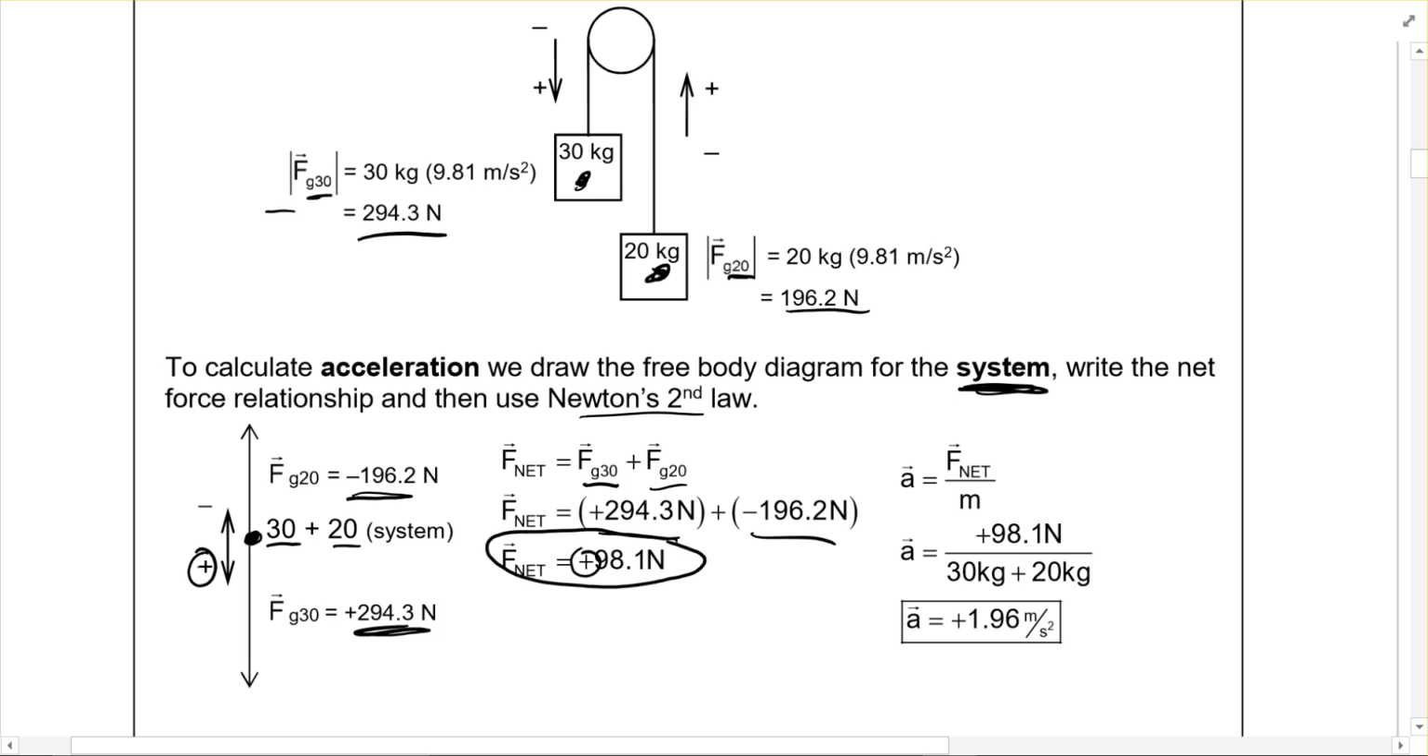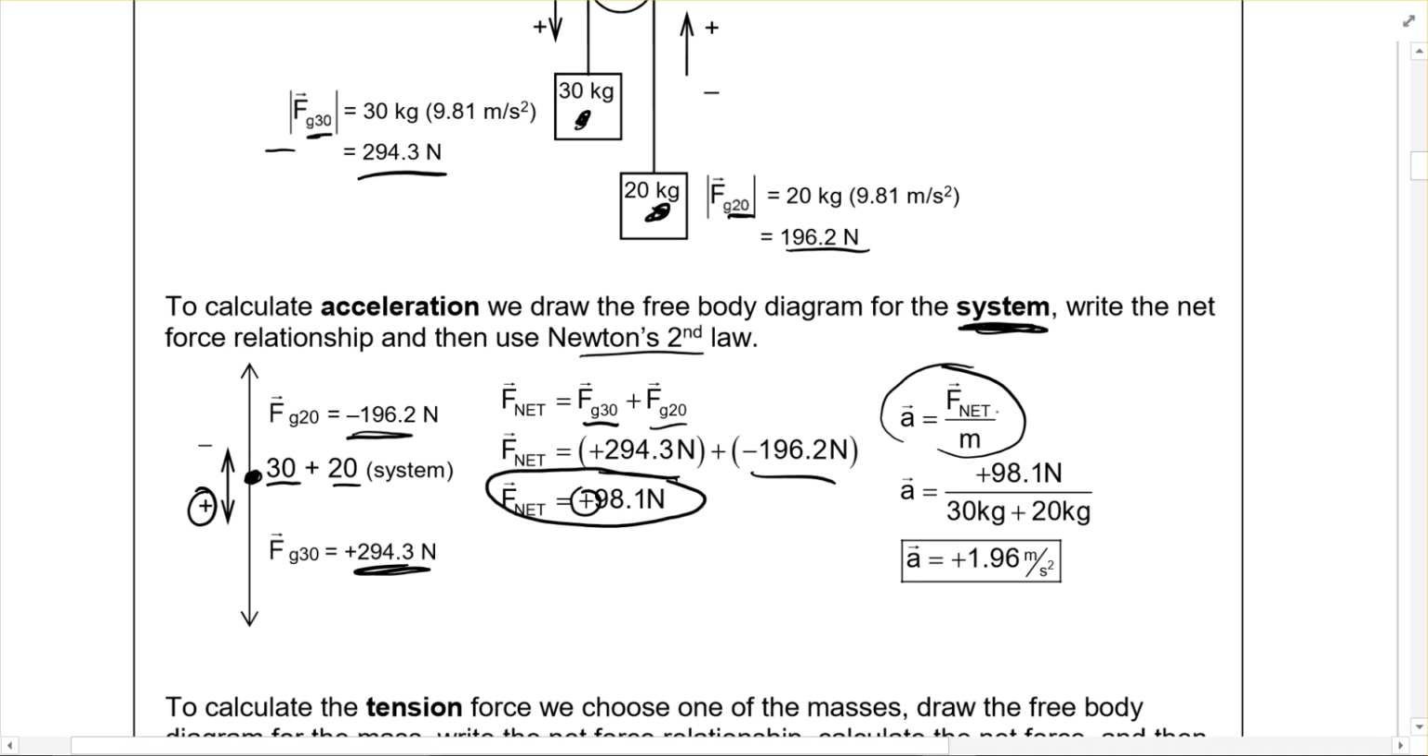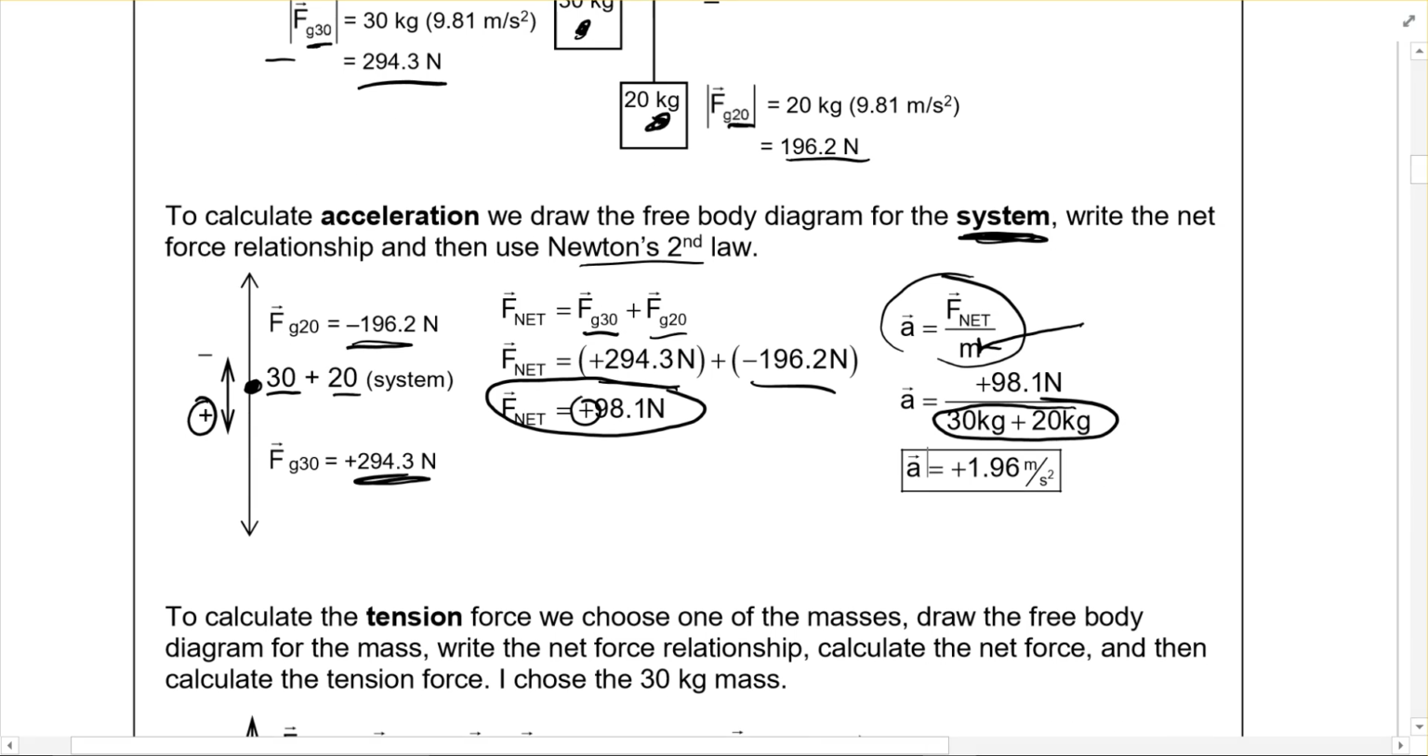Okay, once you know that, we just need to use Newton's second law. Force is equal to mass times acceleration, or acceleration is equal to net force over mass. And the thing to remember here is this mass is the mass of the system, right? So it has to be the mass of both of them combined. So don't forget about that. And then we get an acceleration of 1.96 meters per second squared, and that's going down because down's positive.